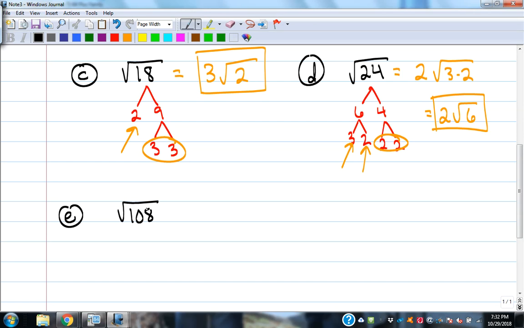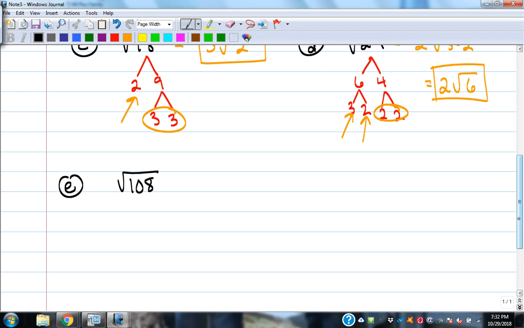Say we had the square root of 108. We'll try to break that down. What do we know about 108? This is where knowing your multiplication tables kind of helps too. I know 108 is 9 times 12. Or better yet, maybe you don't know that. Maybe you just know that it's even. How many times does 2 go into 108? 54 times. That works too.